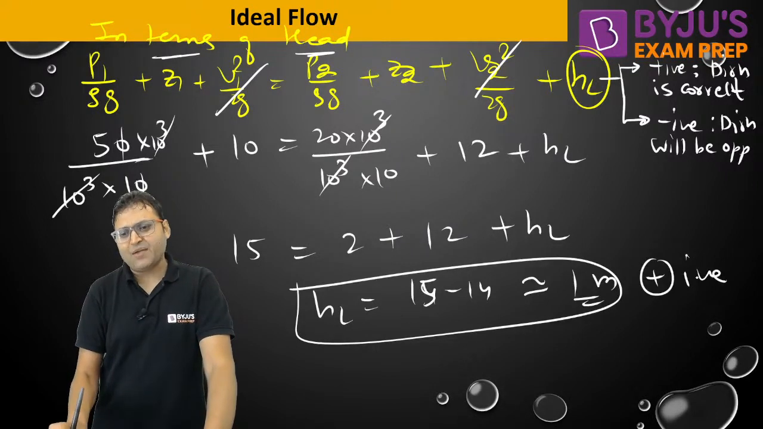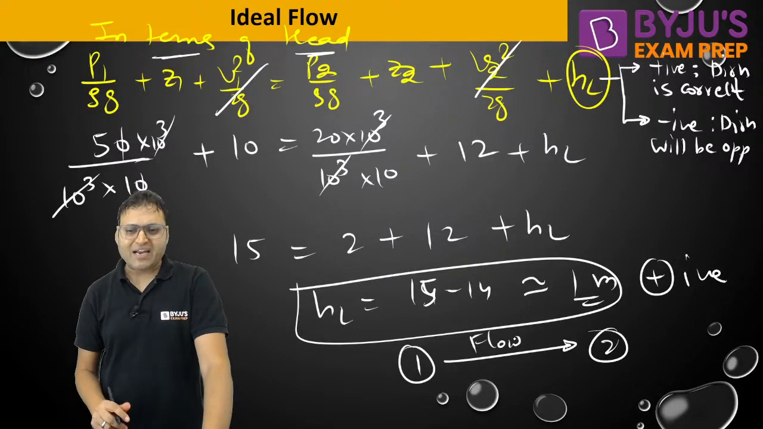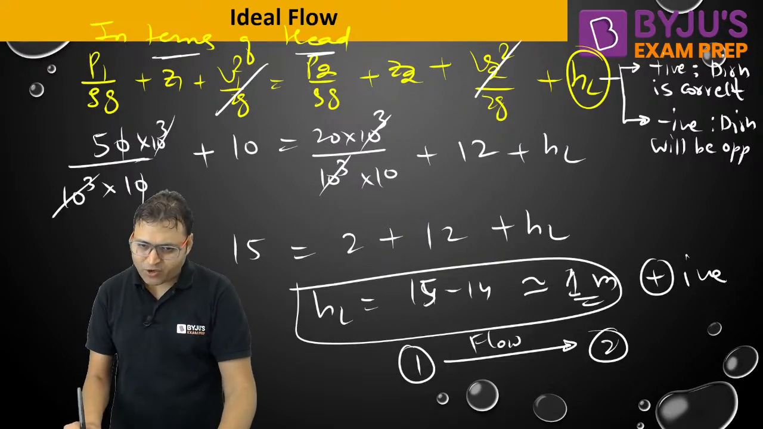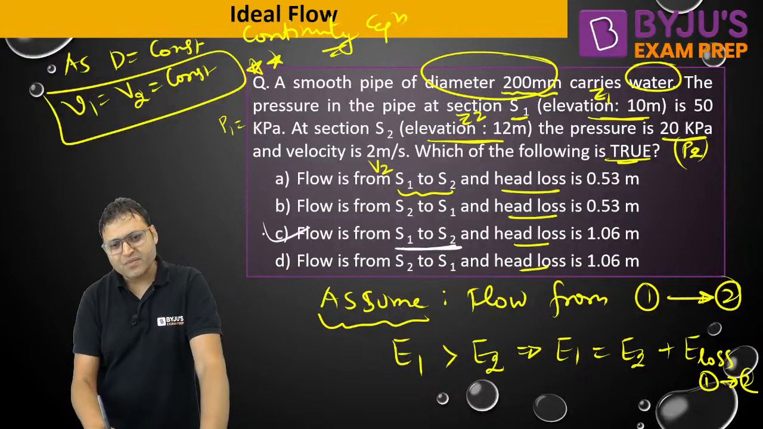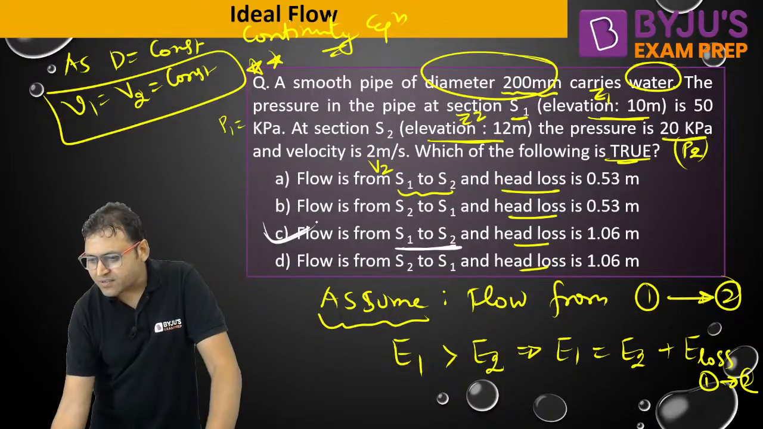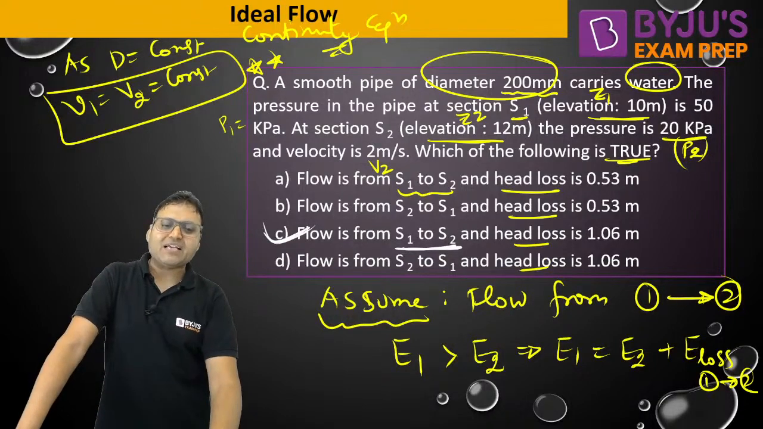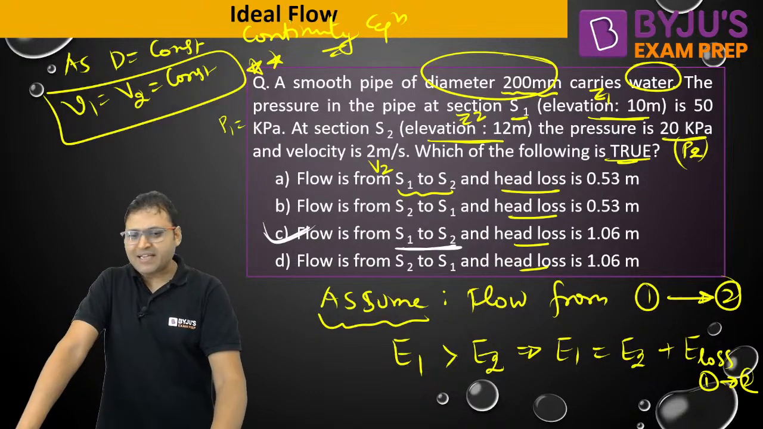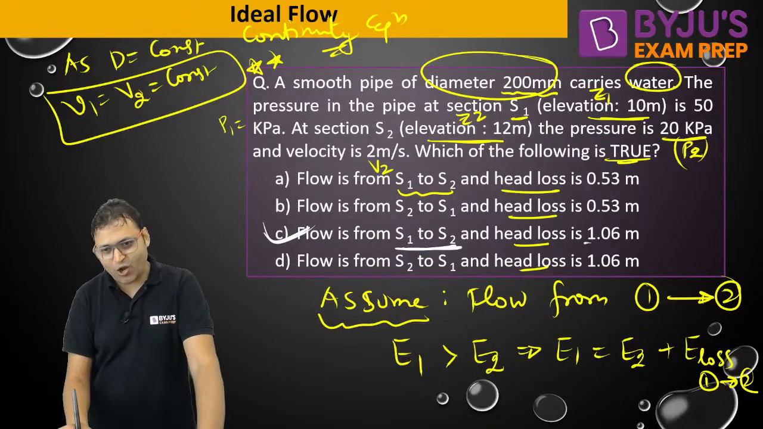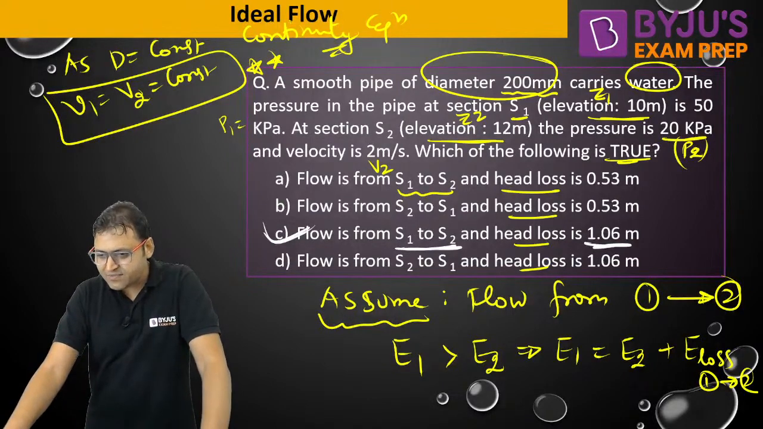Because we are getting a positive value, the flow direction will be from 1 to 2. Our assumption is correct. So HL we are getting is 1 meter, a positive value, so the flow must be from 1 to 2. If we would have got minus 1 meter, then the direction of flow would have been from 2 to 1. But because we are getting the positive value, the direction will be from 1 to 2 and the loss is around 1 meter.